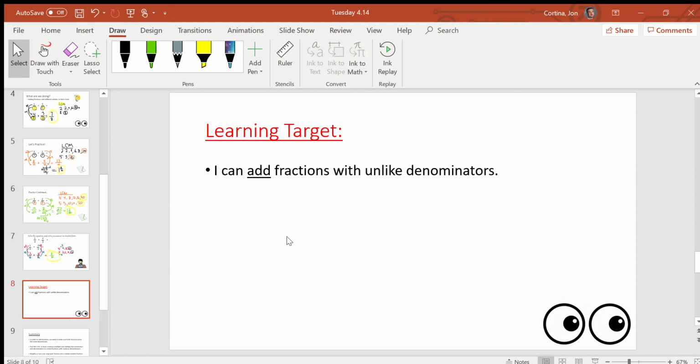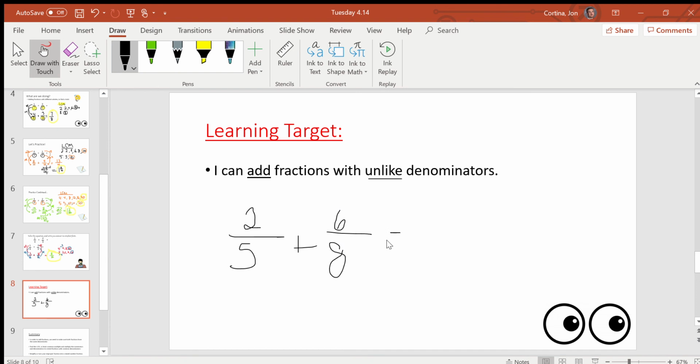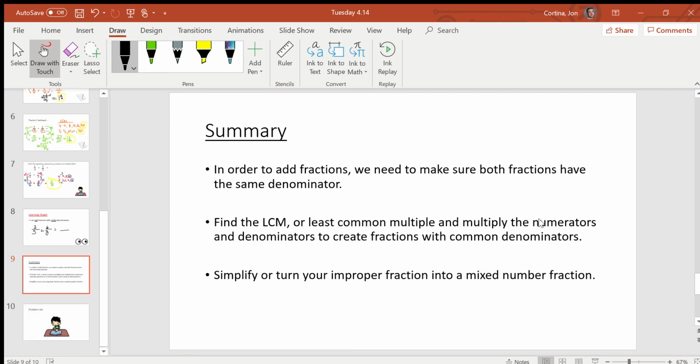Okay, let's review our learning target. I can add fractions with unlike denominators. Make sure whenever you see denominators that are different, no matter what they are, you need to realize that you cannot simply add across. We do not add these together. We need to convert them into a common denominator before we can add across the top. Once you do that, then you add across the top, just like we practiced, and reduce it into lowest terms.